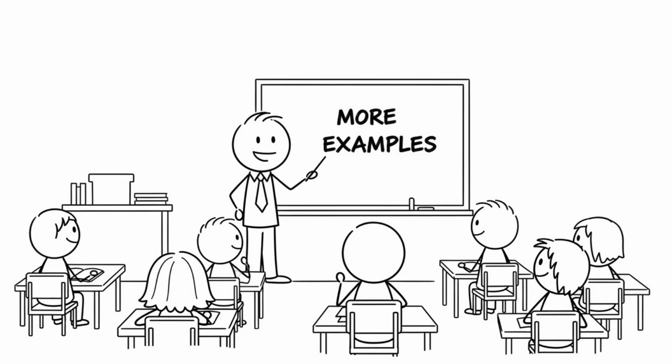Summary. Let's quickly review what we learned. "I have been" means something started in the past and continues now. "I was" means something happened in the past and finished. "Since" shows the starting time. "For" shows the duration of time. And "annoying" describes the thing causing the feeling, while "annoyed" describes the person who feels it.